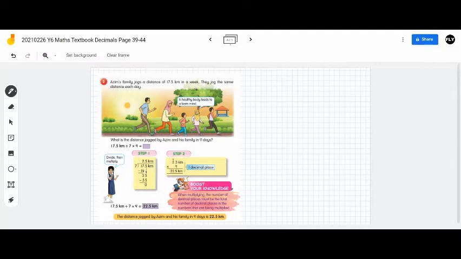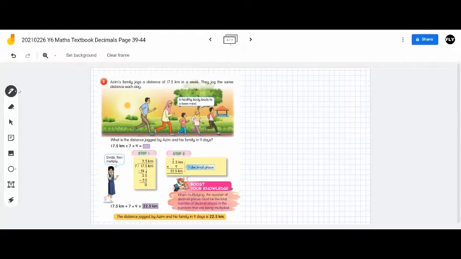Look at question number 2. Azim's family jogs a distance of 17.5 km in a week. They jog the same distance each day. What is the distance jogged by Azim and his family in 9 days? This question is a bit tricky.